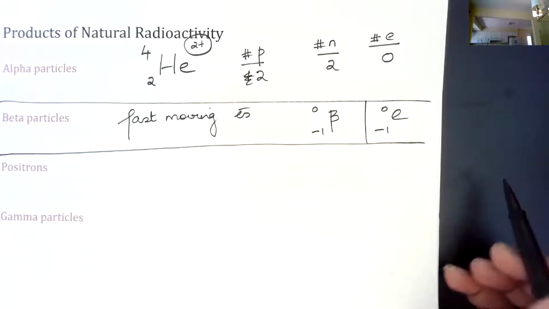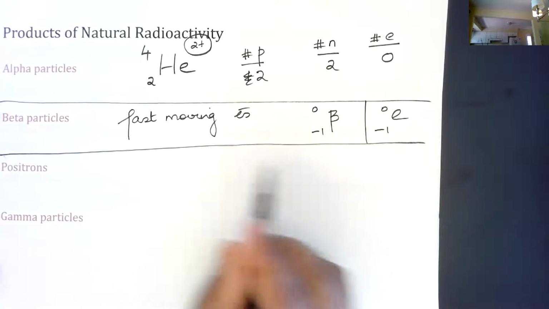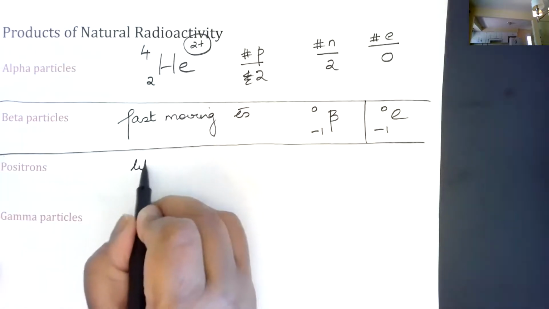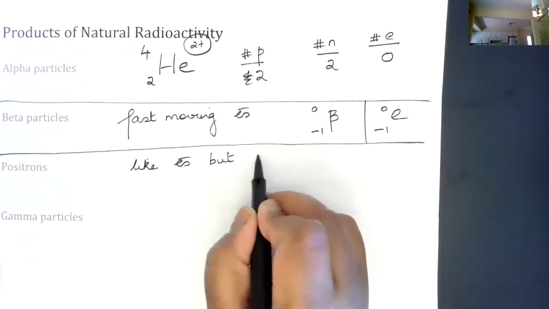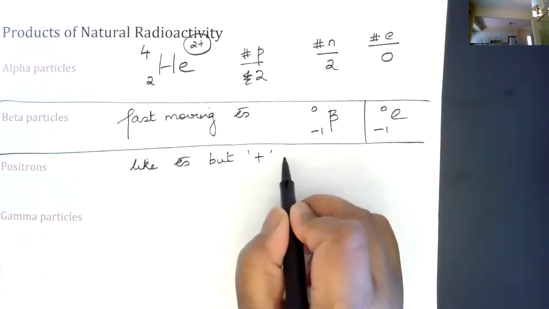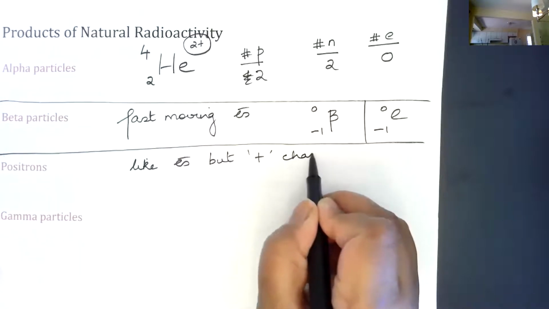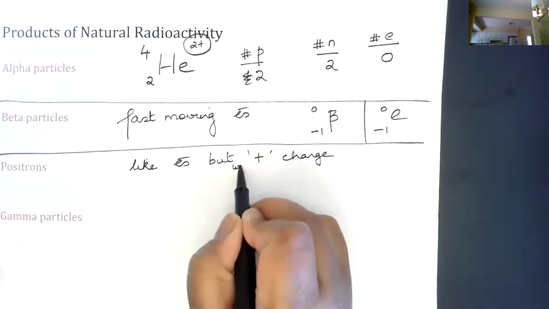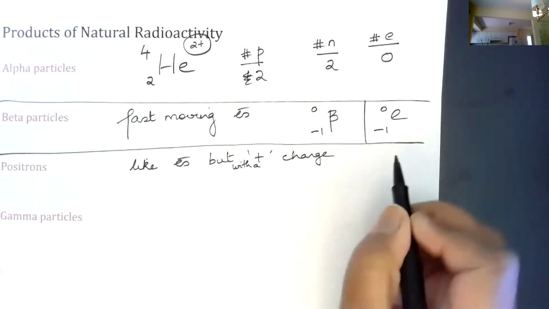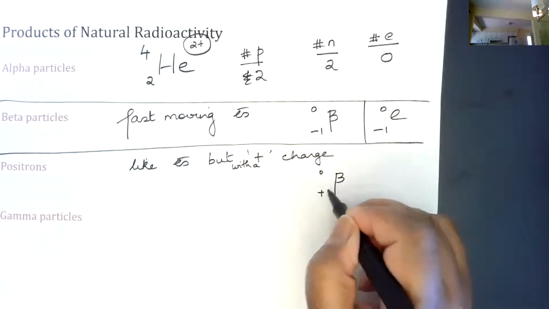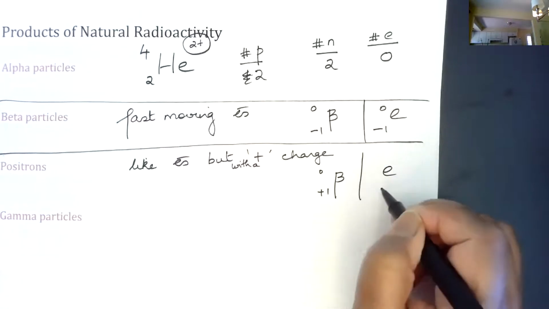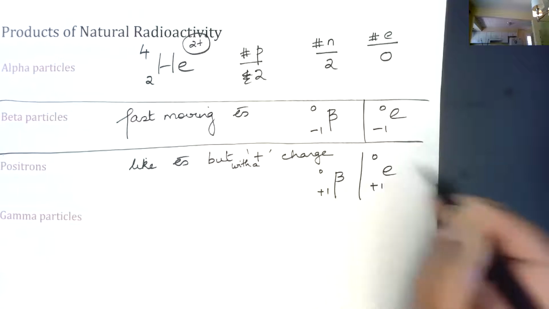These are also fast-moving. They are like electrons, but positively charged. With a positive charge. So this is beta 0 plus 1 here, or electron plus 1, 0. Okay.